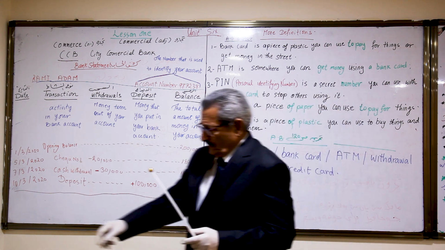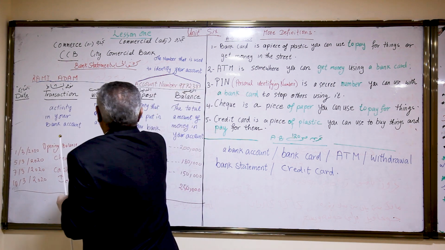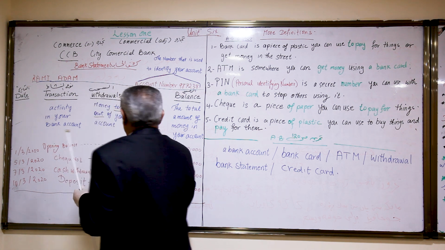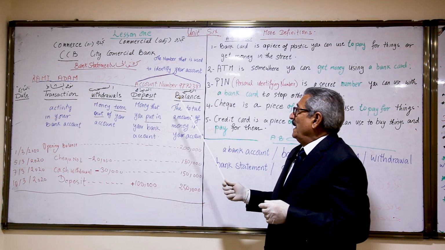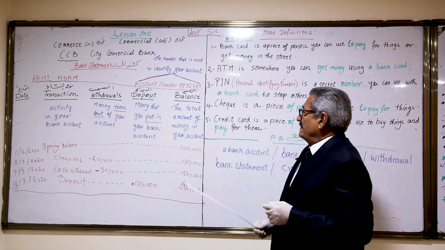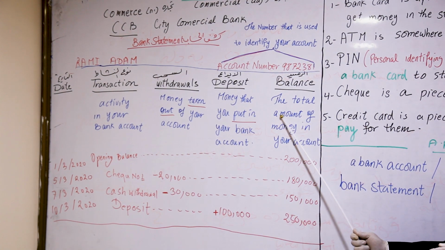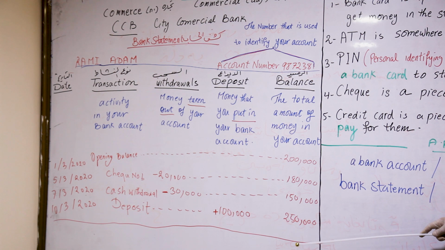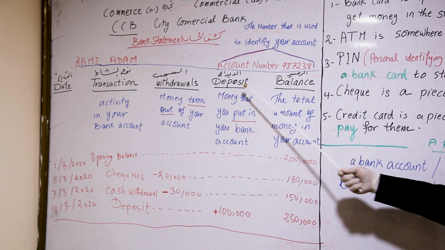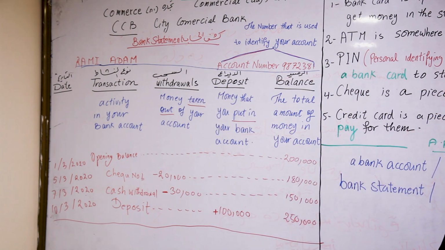Of course, the opposite of taken out or take out is put in. This is the opposite. Finally, the balance: the total, إجمالي, or amount of money in your account. This balance is influenced by the deposit when we add more and the withdrawals when we take out more.